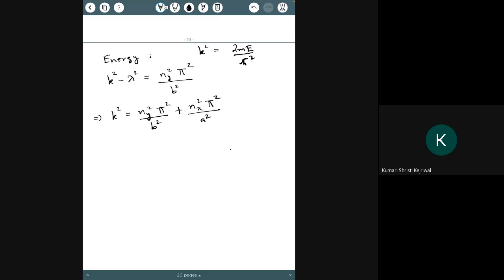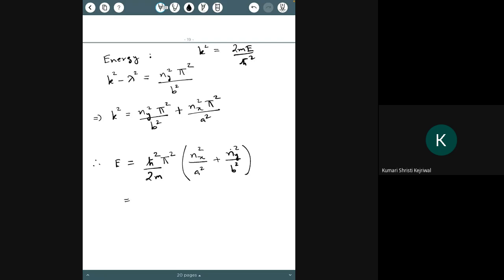And then, therefore, E is equal to h cross square by 2m. And then I can take pi square common. And I can write nx square by a square plus ny square by b square. Something I did wrong. Okay, no, fine. This is h cross square.